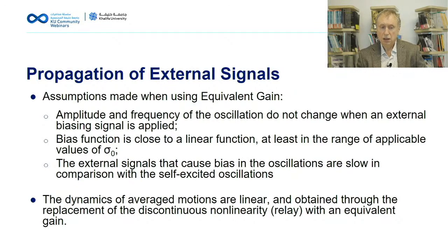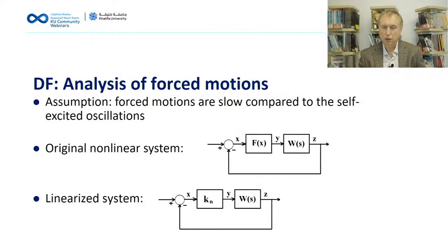As a result, the dynamics of the averaged motions in the system can be described by a linear model, which is obtained by simply replacing the relay nonlinearity with the equivalent gain. So we simply replace the nonlinearity, which is f of x here, with the equivalent gain, and this would be our dynamics for the averaged motions in the system.